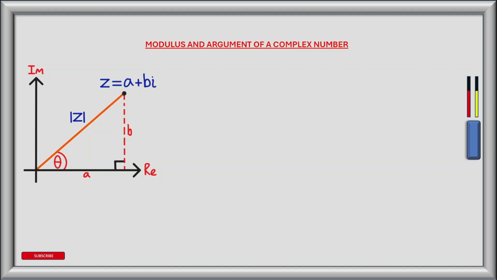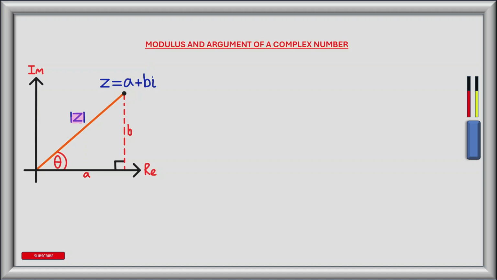Let's clarify the concepts of modulus and argument for a complex number. The modulus of a complex number, often written as the complex number with bars either side and referred to as mod of that complex number, represents its length or magnitude.